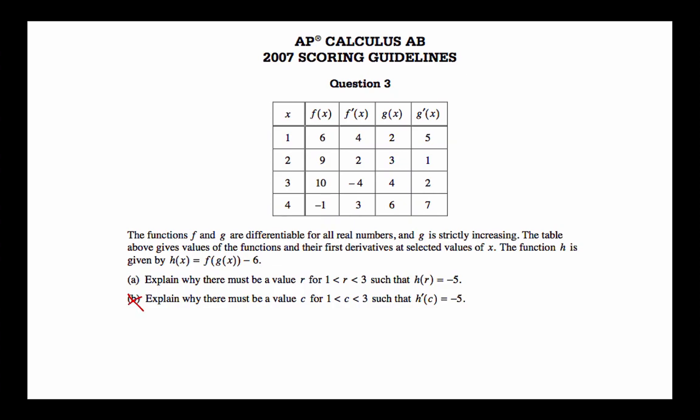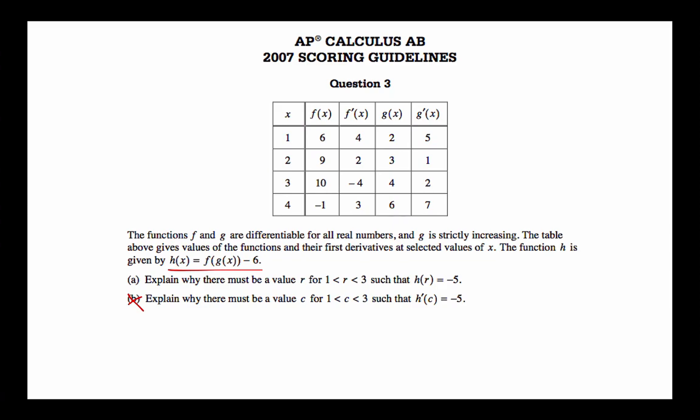So the functions f and g are differentiable for all real numbers, and g is strictly increasing. The table above gives values of the functions and the derivatives at selected values of x. The function h is given by h of x equals f of g of x minus 6. Now we're focusing on function h there. And we're asked to explain why there must be a value r such that 1 is less than r is less than 3, and such that h of r equals negative 5.